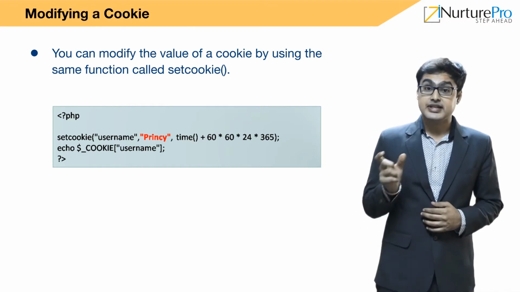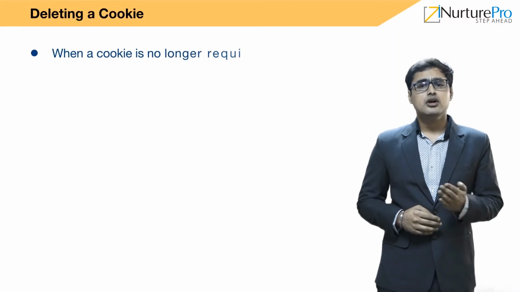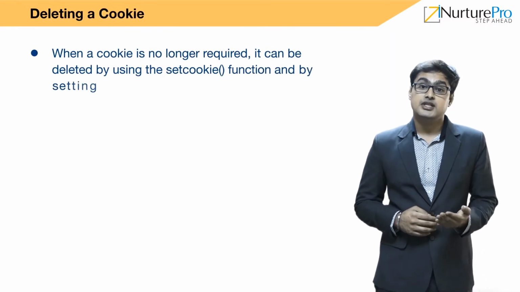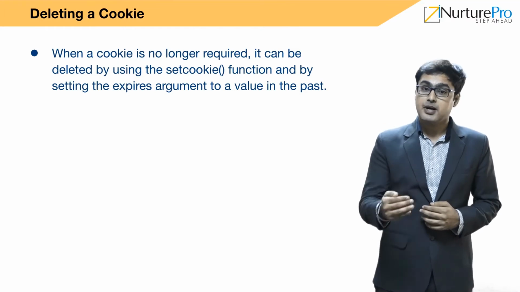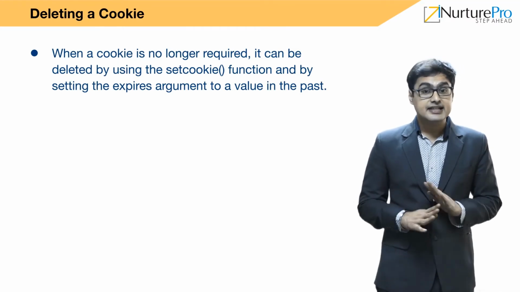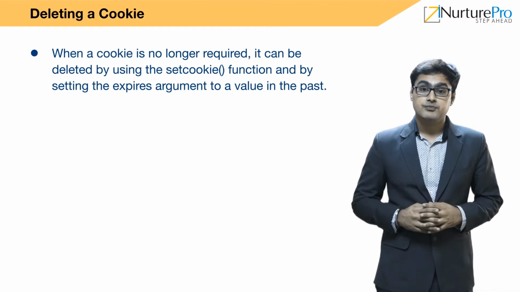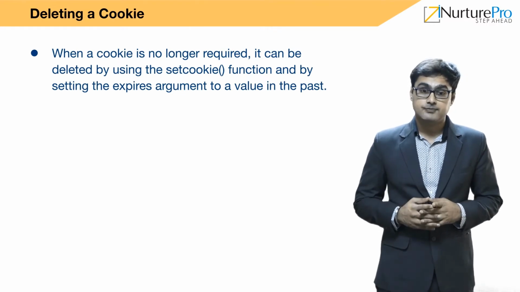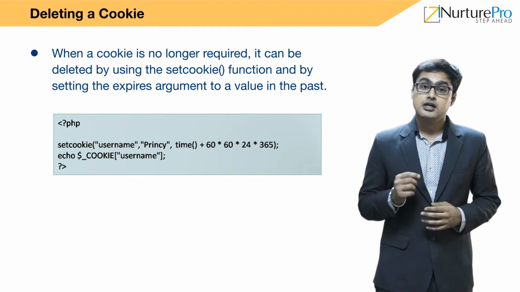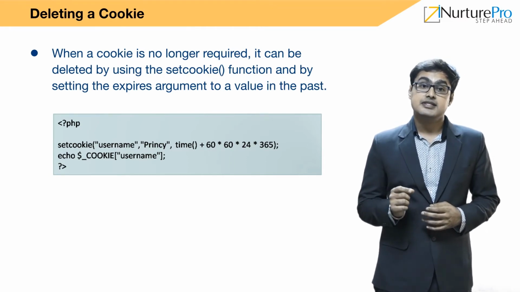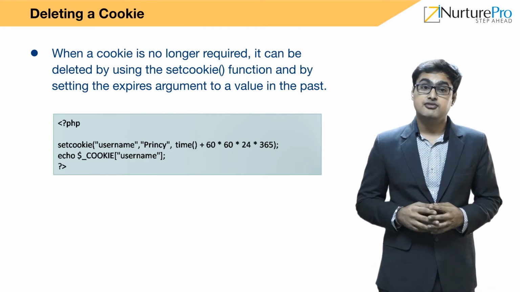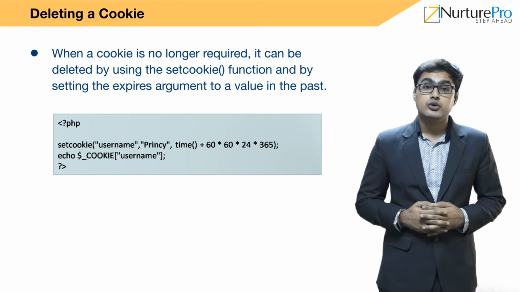Now let's see how to delete a cookie. When a cookie is no longer required, it can be deleted by using the setcookie function and by setting the expire argument to a value in the past. Doing so immediately deletes the cookie from the web browser. The following code can be used: setcookie("username", "princey", time() - 60 * 60 * 24 * 365); echo $_COOKIE["username"].